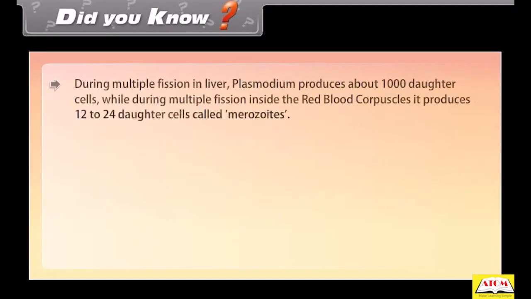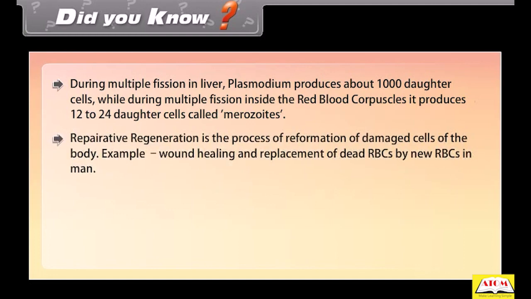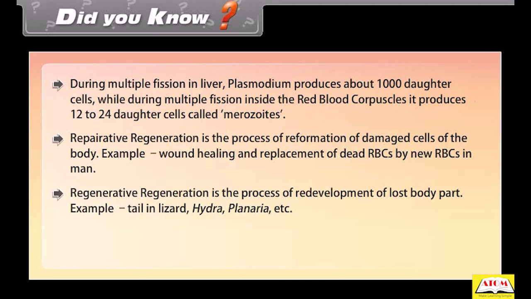Did you know, during multiple fission in the liver, Plasmodium produces about 1,000 daughter cells, while during multiple fission inside the red blood corpuscles, it produces 12 to 24 daughter cells called merozoites. Reparative regeneration is the process of reformation of damaged cells of the body. Example, wound healing and replacement of dead RBCs by new RBCs in man. Restorative regeneration is the process of redevelopment of a lost body part. Example, tail in lizard, hydra, planaria, etc.